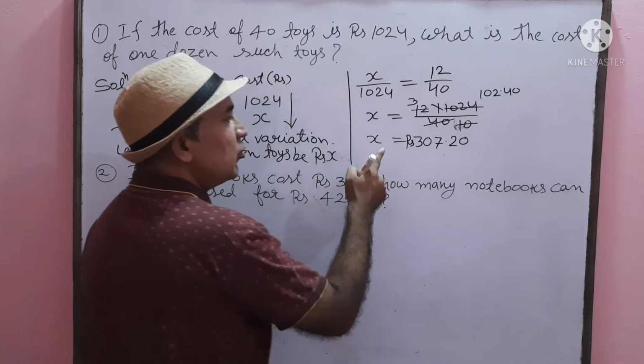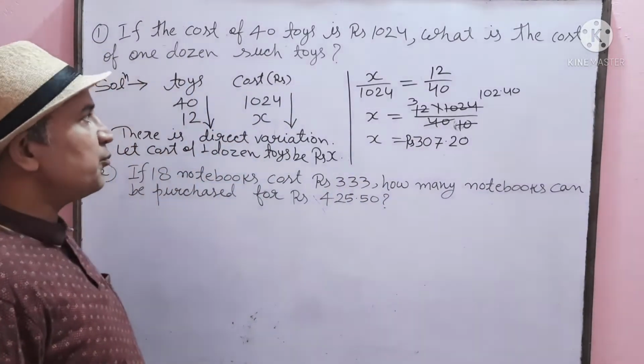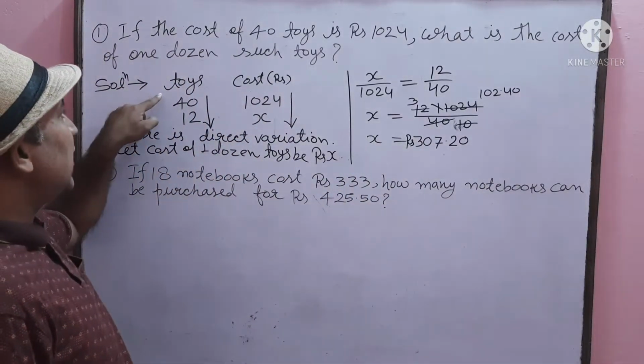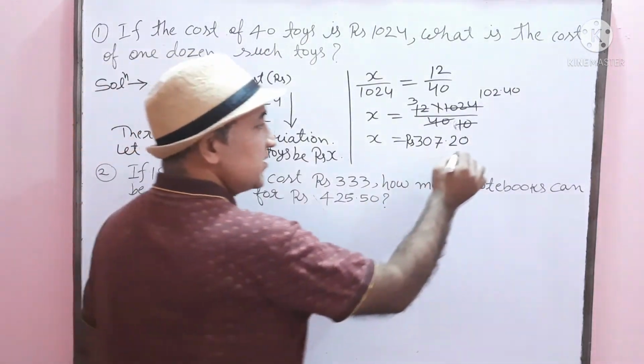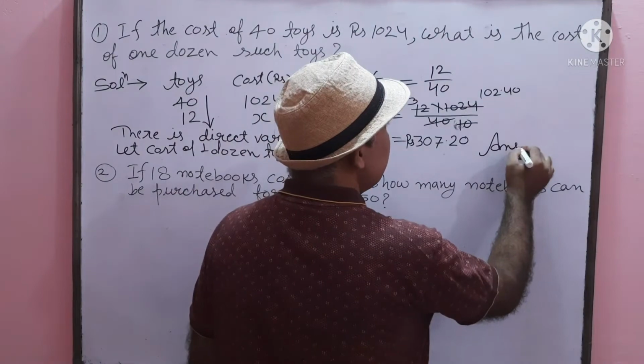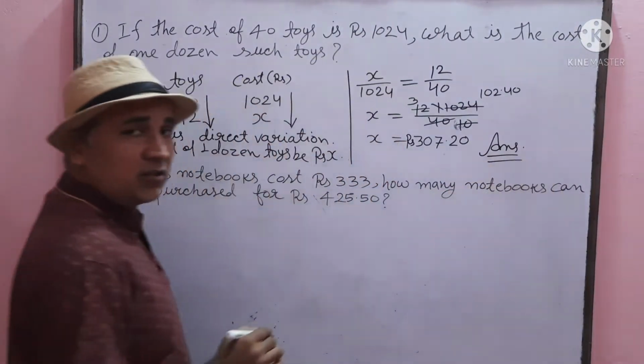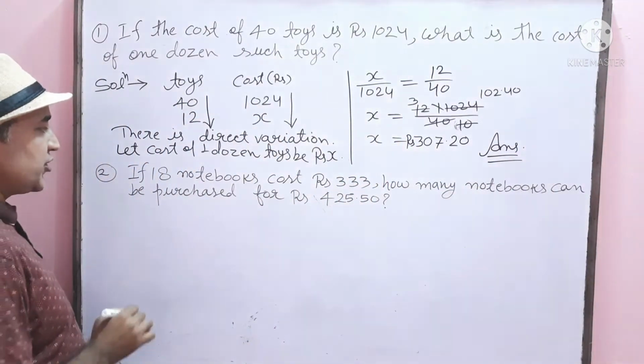That means rupees 307.20 is the cost of 12 toys. Understood? This is a very easy question, children. Very easy method also. See the second question.